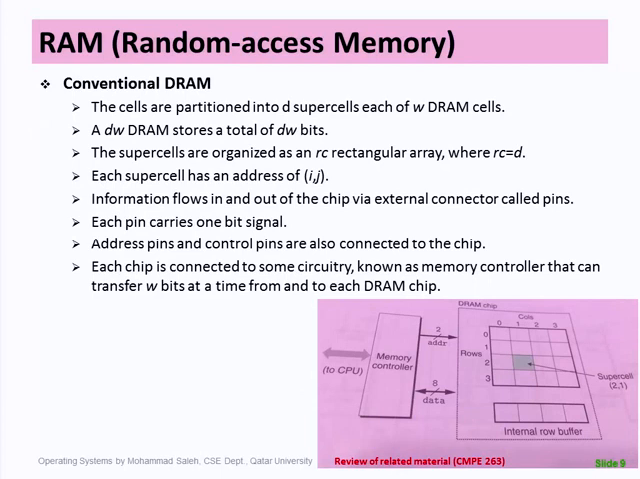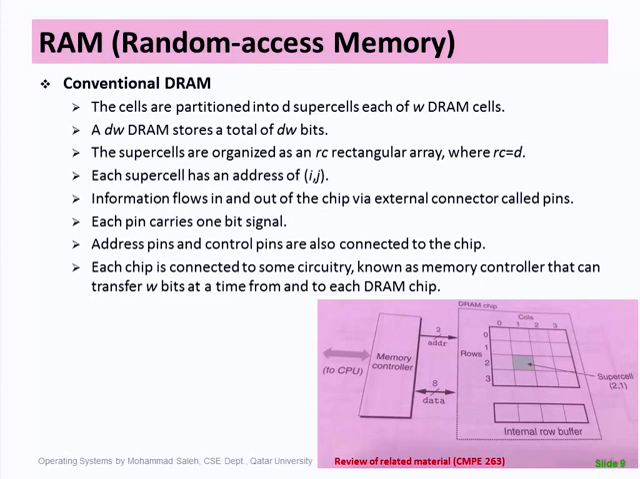Number of cells, okay, the cells are partitioned into D supercells. So we have a number of D supercells in here, in this plane, okay? Each supercell has what? W DRAM cells. W DRAM cells. And a DRAM cell can have one bit, right?